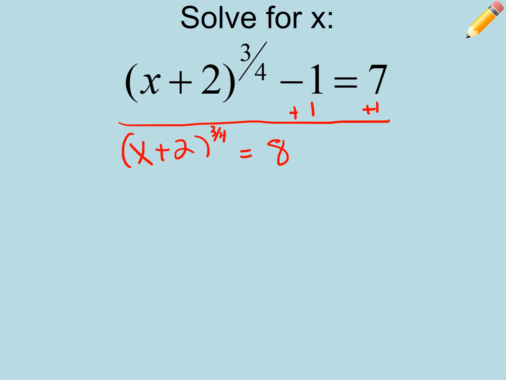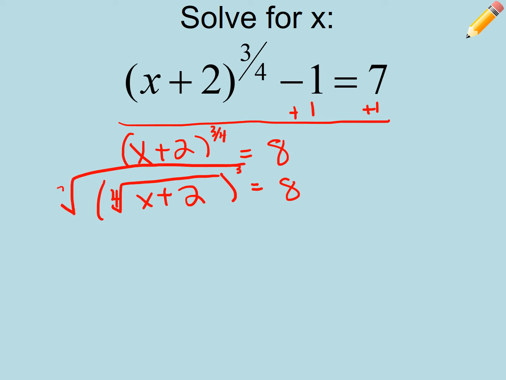And I'm going to rewrite this as the fourth root of x plus 2, all getting raised to that third power, equal to 8. Well, to undo that third power, we have to cube root it. So that's going to cancel this. And whatever we do to one side, we have to do to the other side. So I'm cube rooting the 8 as well. Now all I'm left with on the left-hand side is the fourth root of x plus 2.